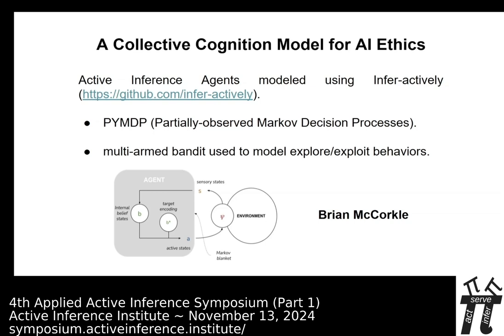This applies a partially observed Markov decision process, or a PyMDP model, to the problem. We also used a multi-arm bandit approach to model explore and exploit behaviors. So explore and exploit is sort of this trade-off that agents make between exploring a project, exploring issues to be solved, and exploiting specific issues and solving them.